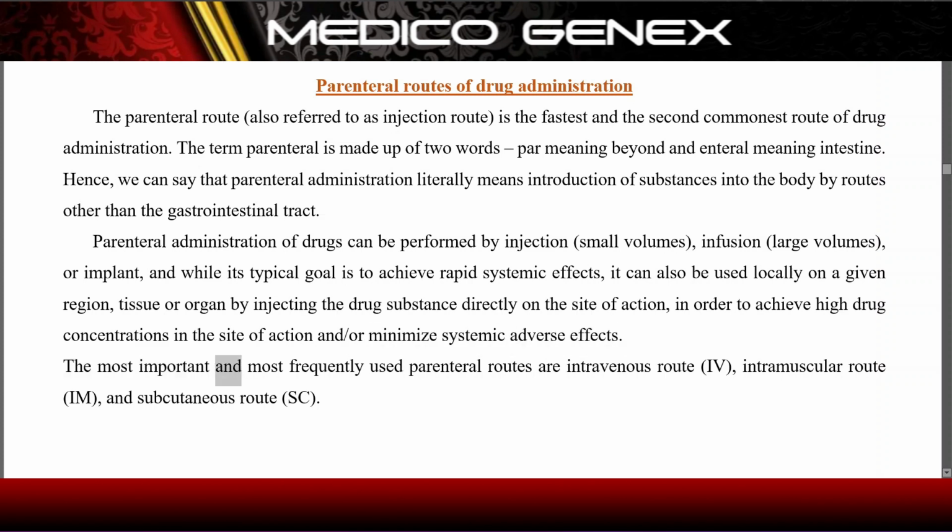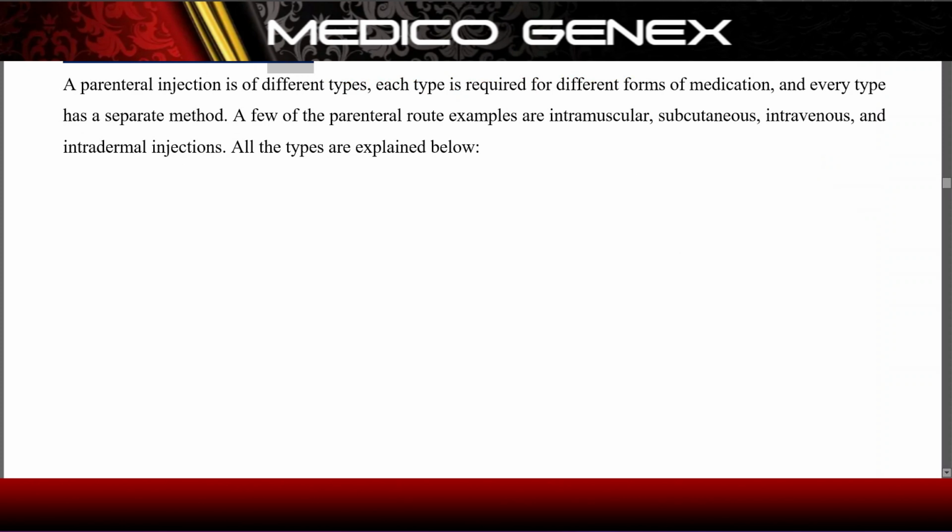The most important and most frequently used parenteral routes are intravenous route, IV, intramuscular route, IM, and subcutaneous route, SC. Various parenteral route types. A parenteral injection is of different types, each type is required for different forms of medication, and every type has a separate method. A few of the parenteral route examples are intramuscular, subcutaneous, intravenous, and intradermal injections. All the types are explained below.